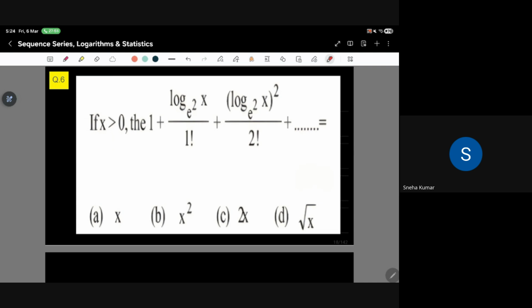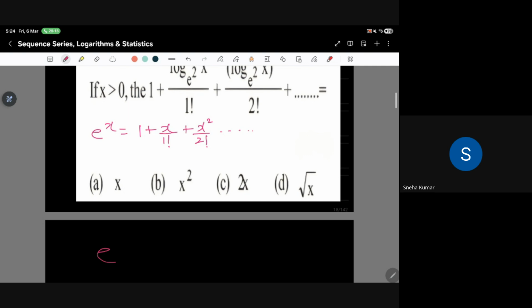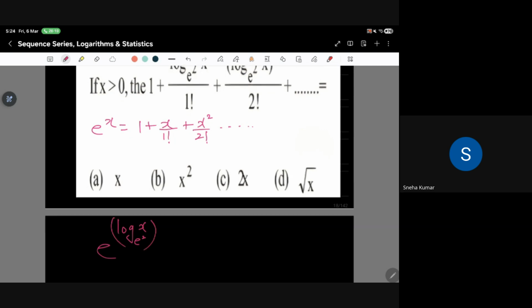So this is the series expansion of e to the power x. e to the power x is 1 plus x upon 1 factorial plus x square upon 2 factorial, like this. So in place of x, what we have is (log x base e) square. So this becomes e to the power (log x base e) square.